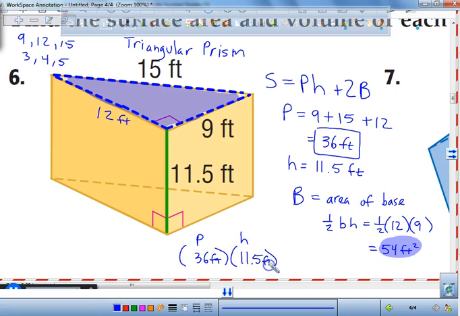11.5 feet. Plus, why do you think the formula says 2 times B? Because how many bases do you have? 2. Yeah, we put 54, except we'll put feet squared.